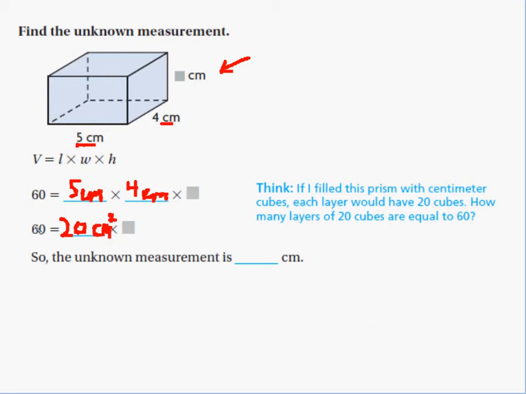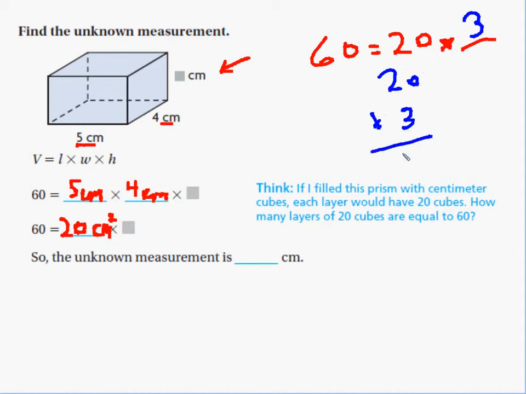So we made this as simple as we can. So we basically have 60 equals 20 times blank. And most people in class were able to figure out that a 3 goes here. Now you just have to ask yourself, what do I multiply 20 by to get 60? Well, it's 3, and let's test it. 20 times 3 is 60. So that works. So the height is 3 centimeters.